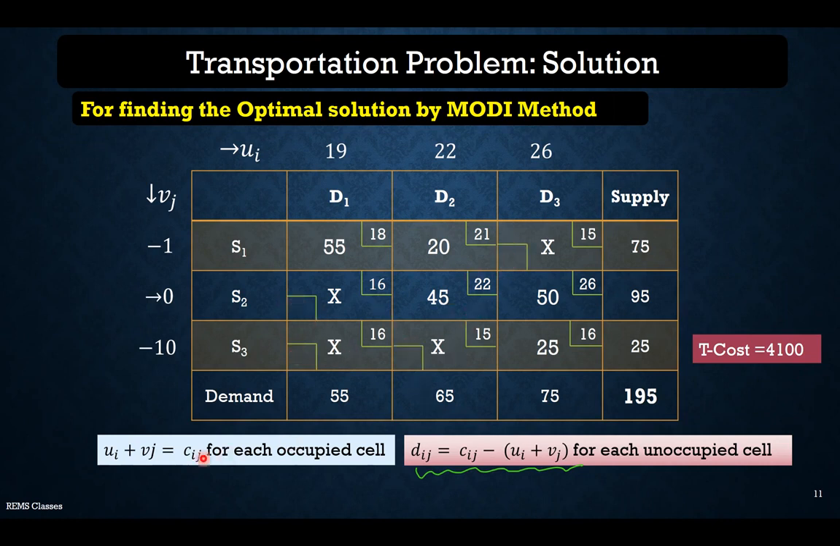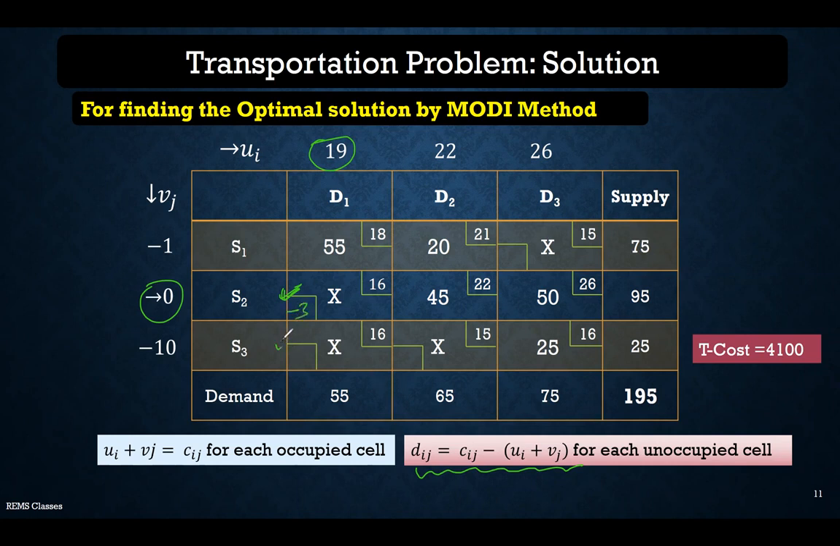In the same way, we have obtained the ui plus vj. How are we finding dij? dij will be equal to cij minus (ui plus vj). Right now we are going to find the dij for this particular cell. So dij will be equal to cij, 16, minus the sum of these two. The sum of these two is 19, and 16 minus 19 will be minus 3.